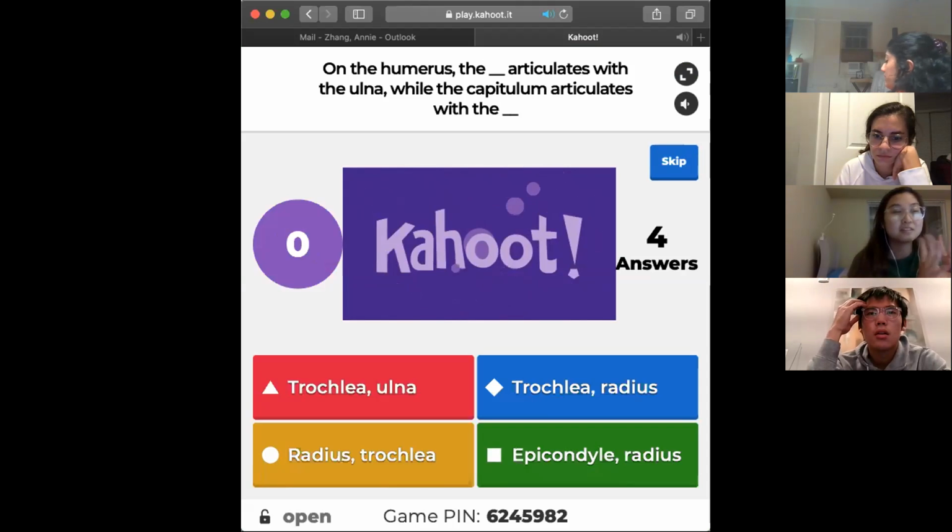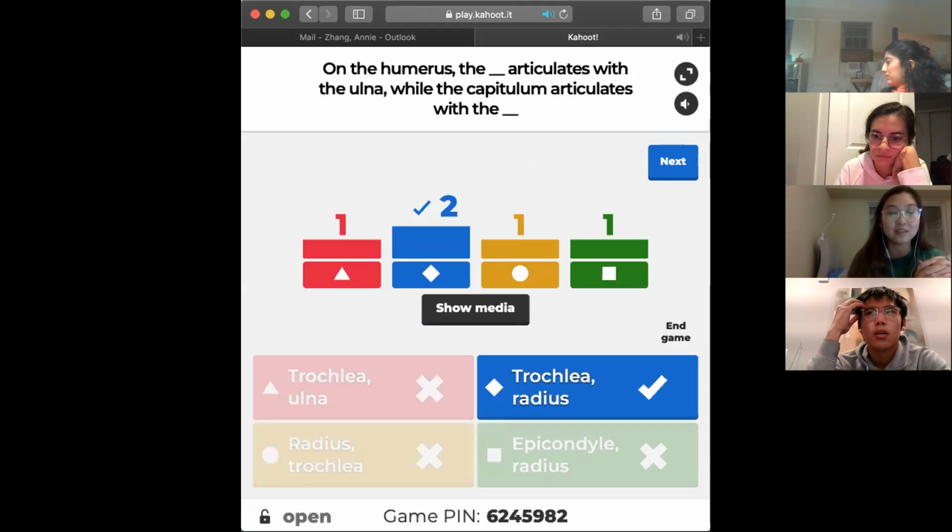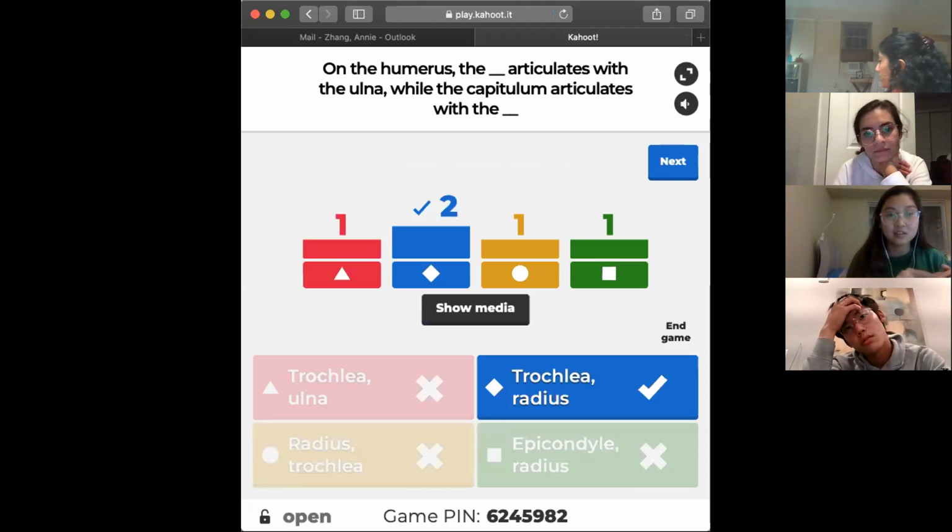This was in the case study questions earlier in the lab. I think this one is just a memorizing kind of thing, but the trochlea articulates with the ulna, and then the radial head articulates with the capitulum, however you say it.